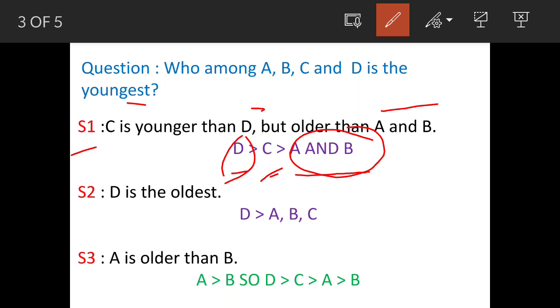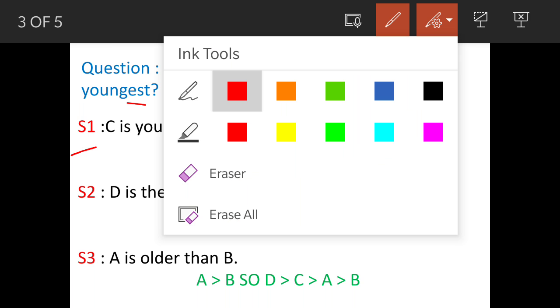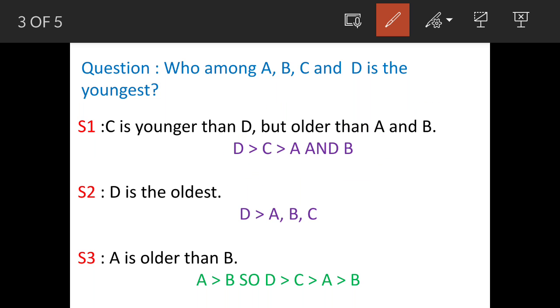Now in this equation we are not able to find out who is the youngest, because we know that D is older than C and C is older than A and B, but between A and B who is older is not actually known. So let's see the second statement. D is the oldest. So that means D is greater than A, B and C. But this is also not solving the problem, because we know that D is older than C and C is older than A and B, but between A and B who is older is still not clear.